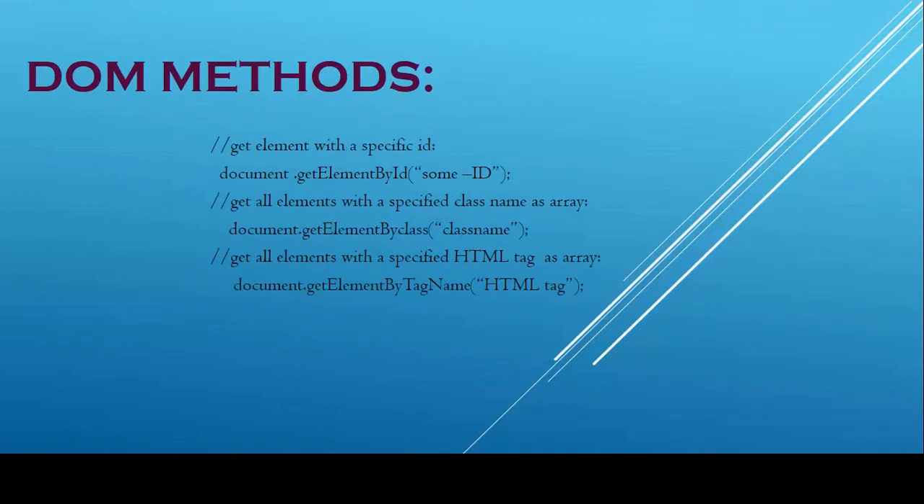To get a node or element or a group of nodes inside the body, we use methods available on document. Traditionally, methods like getElementById, getElementsByClassName, getElementsByTagName, and getElementsByTagNameNS have been used to do this. getElementById would return the element with the specified ID.